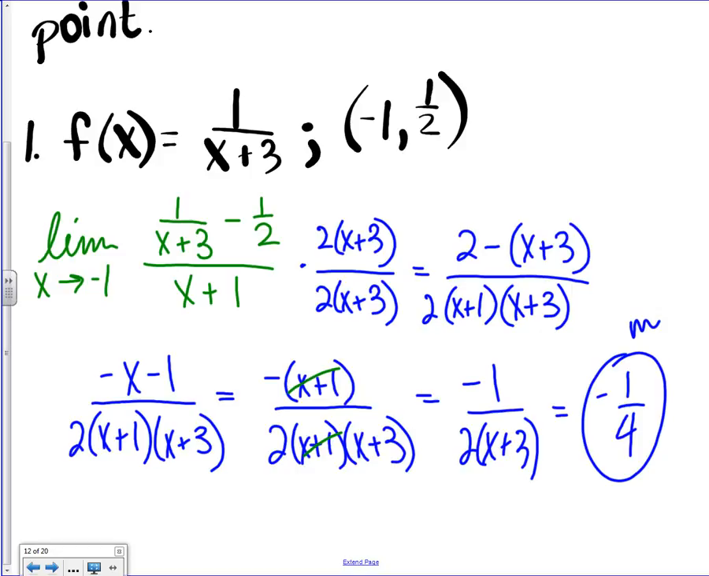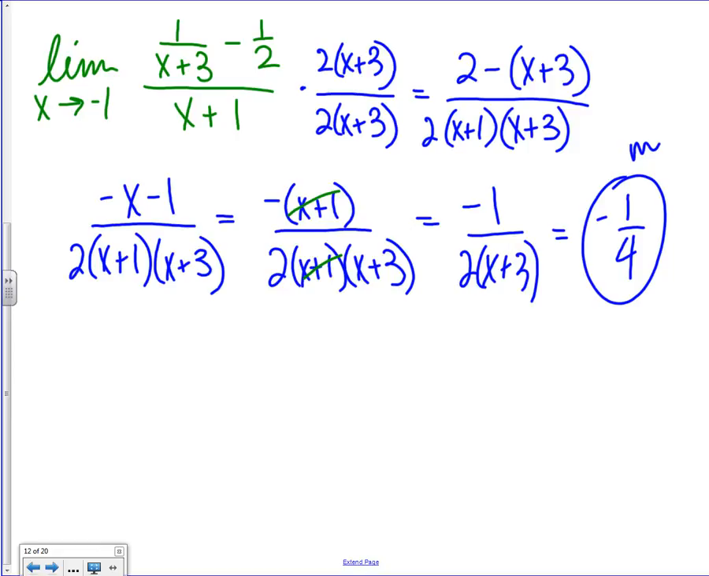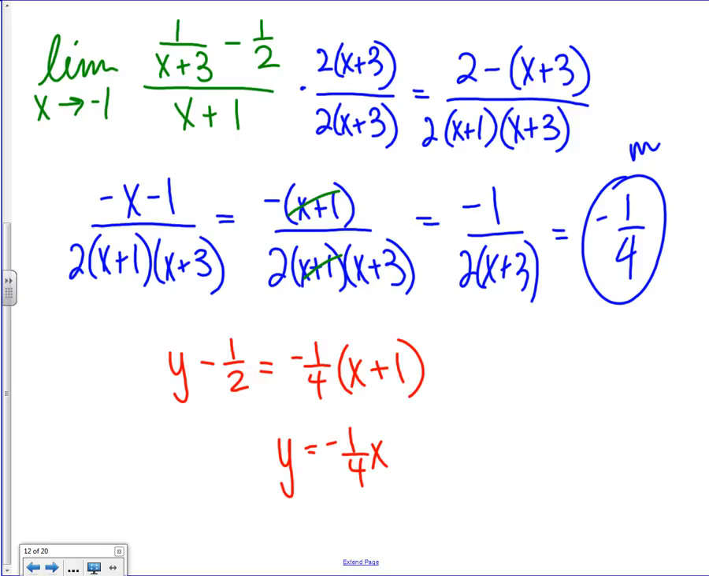So this is your slope. And now you can use your point slope form to find your equation. y minus y1 equals m times x minus x1. And once you manipulate that, you should get a final answer of that. That is the equation of the tangent line.